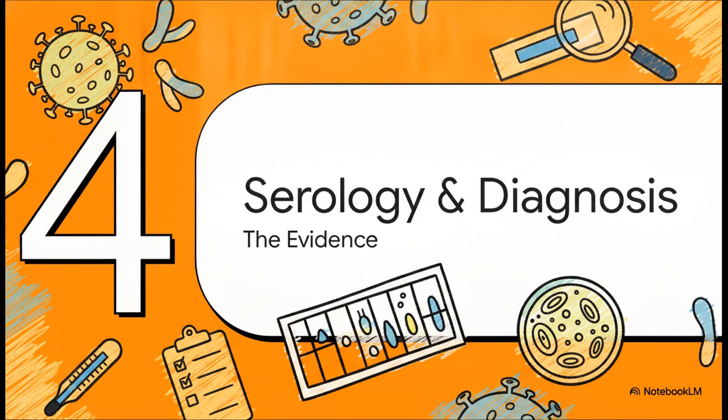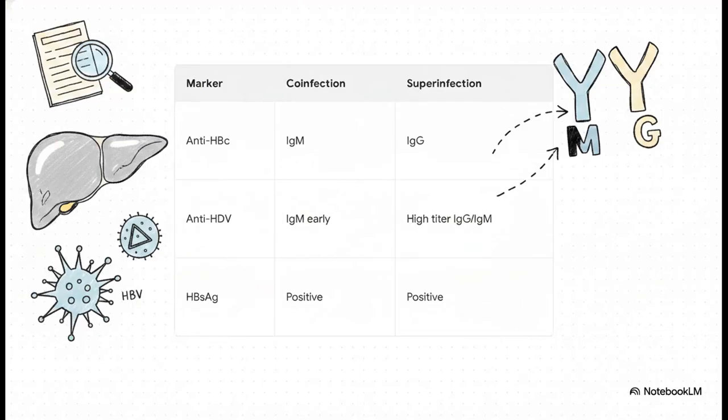Jumping into Section 4, Serology and Diagnosis, the evidence. Okay, for your exams, distinguishing a co-infection from a superinfection in a lab report is absolutely critical. If a patient is positive for both the hepatitis B surface antigen and anti-HDV, you need to look directly at the hepatitis B core antibody. The class of this specific antibody is your golden differentiator. In a simultaneous co-infection, you're looking at an acute phase, so you are going to see IgM. But if it's a superinfection, that acute phase is long gone, right? So you'll see IgG. A quick memory hook I like to use: IgM stands for a momentary co-infection. IgG means the HBV has been there a good long while.